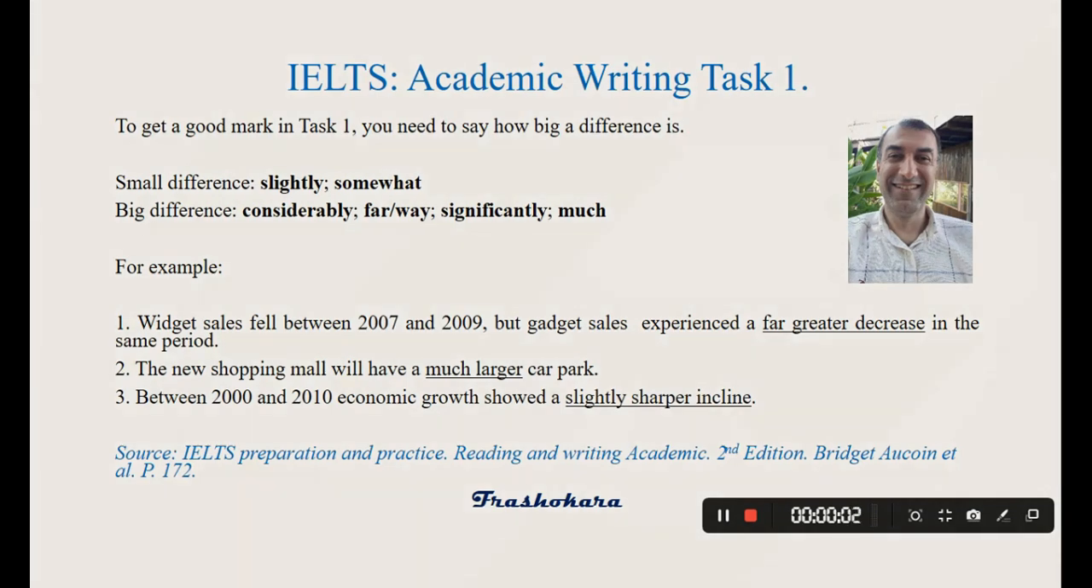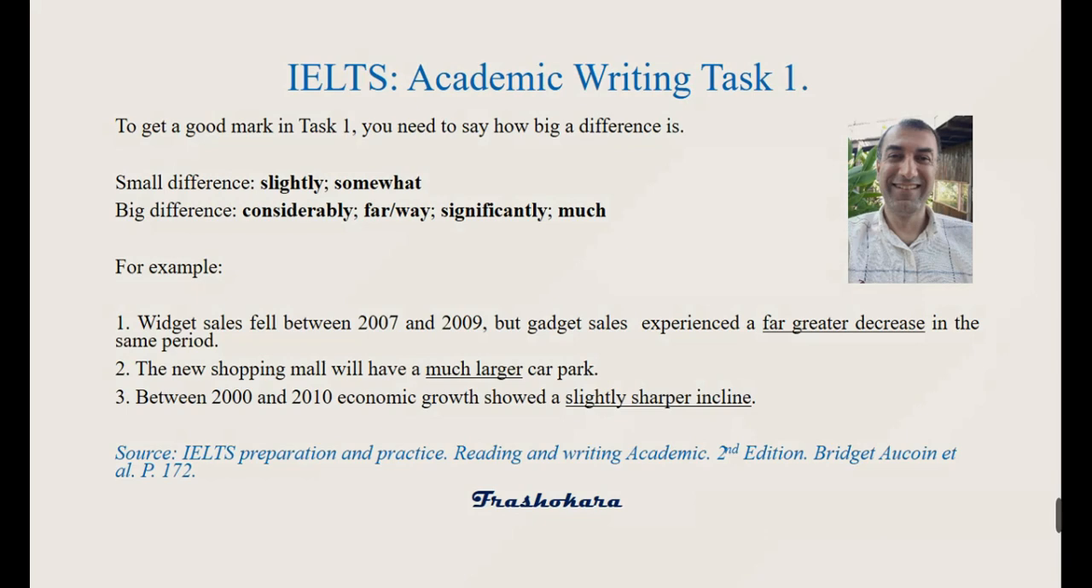IELTS Academic Writing Task 1. To get a good mark in Task 1, you need to say how big a difference is. For a small difference, you can use slightly, somewhat. And for big difference, considerably, far or way, significantly, much.